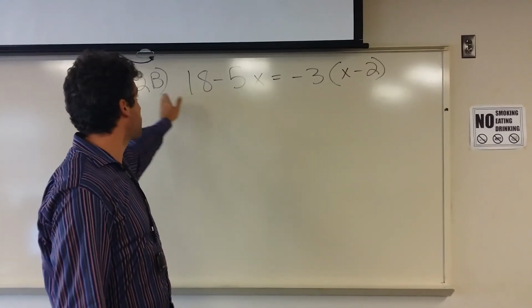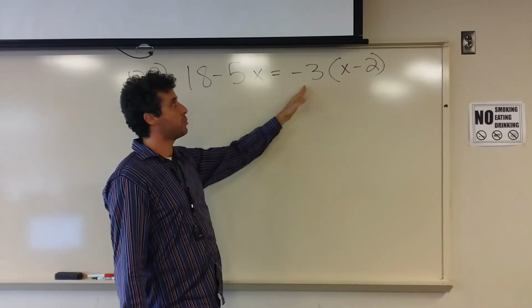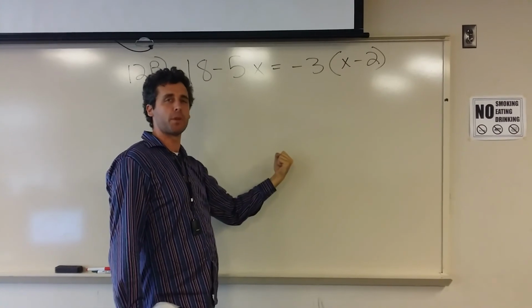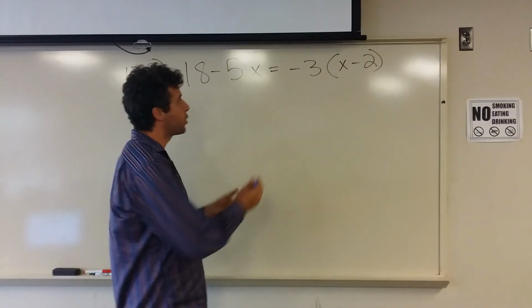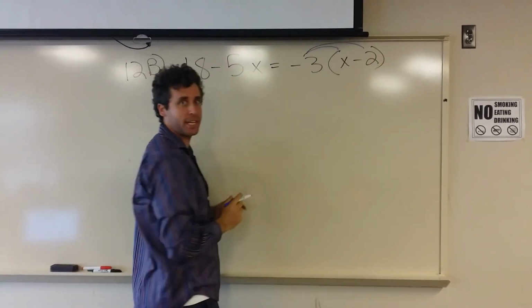Now we're doing problem number 12b from the CEAFE exam. We have 18 minus 5x equals negative 3 times x minus 2. The first step is going to be to remove the parentheses. You can't just remove them. You're going to have to distribute the negative 3 times the x and the negative 3 times the negative 2.